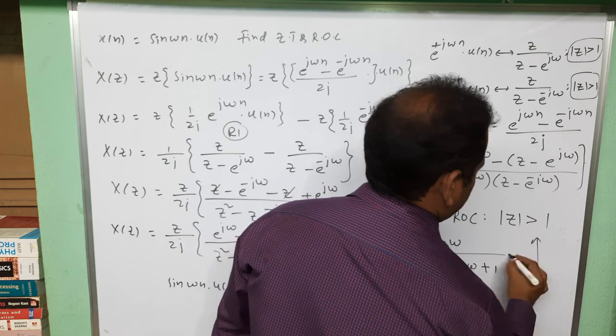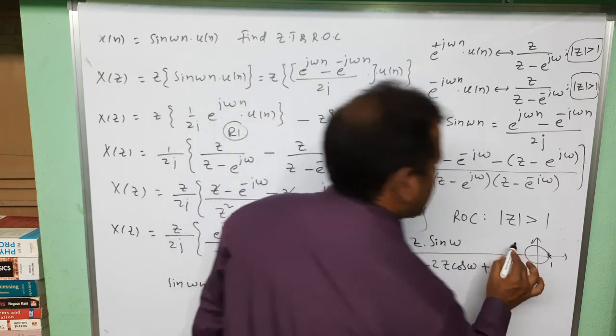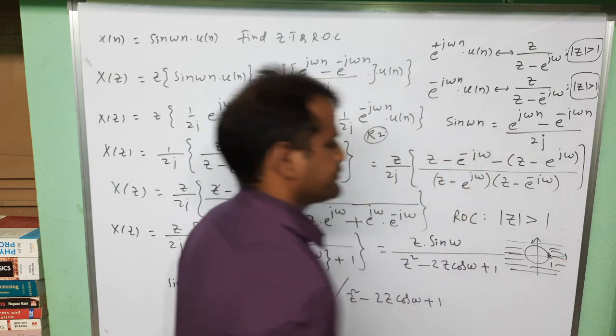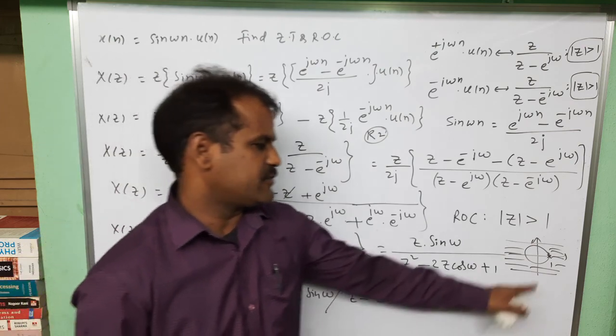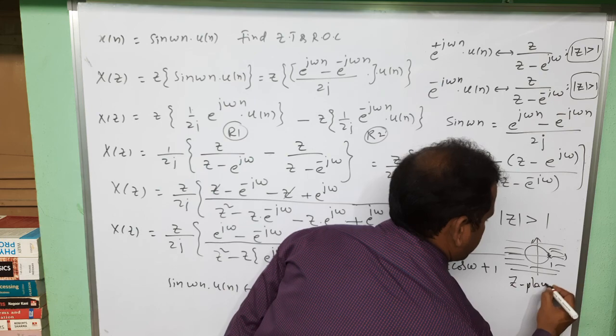That means in the z plane, that is the region in the z plane, exterior of the circle, unit circle, or the circle with the radius 1. This should be the ROC of the sine function in z plane.